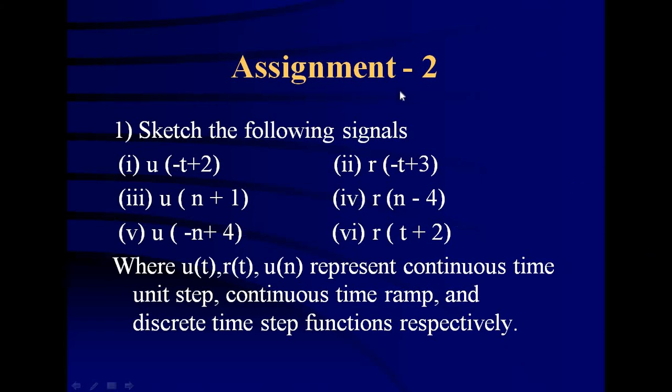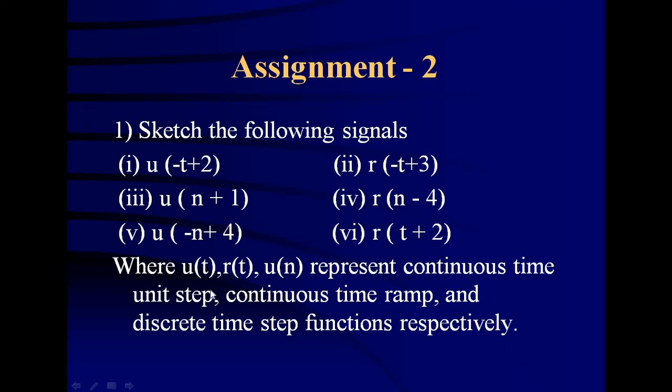So the assignment for this particular session would be, you will have to just sketch the following signals: u of minus t plus 2, r of minus t plus 3, u of n plus 1, r of n minus 4, u of minus n plus 4, r of t plus 2. Where u of t, r of t, u of n represent continuous time unit step, continuous time unit ramp, discrete time step functions respectively.